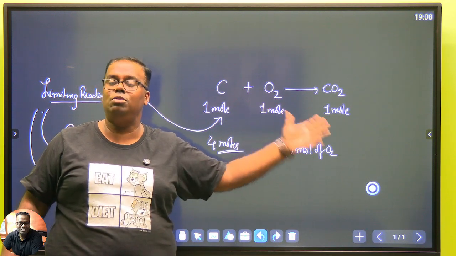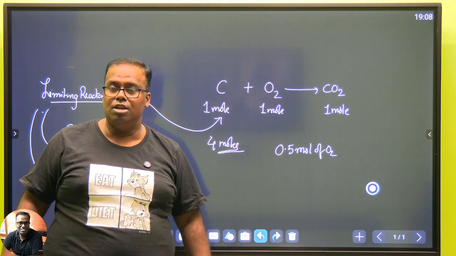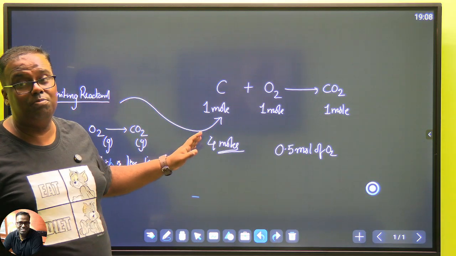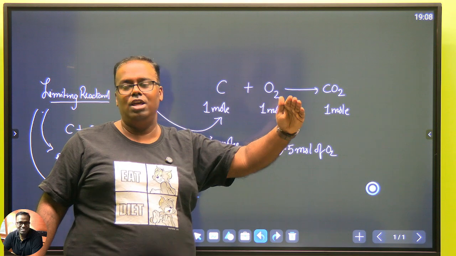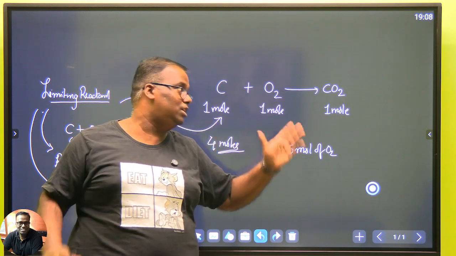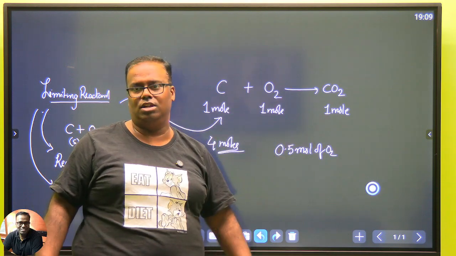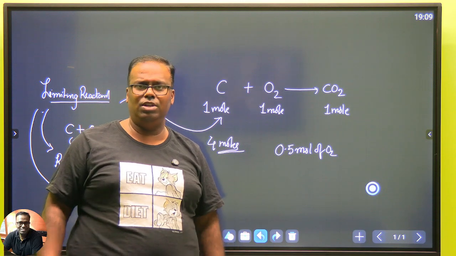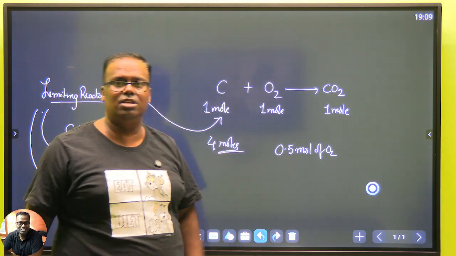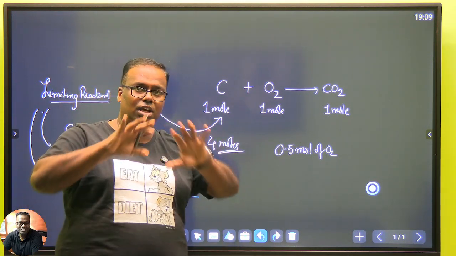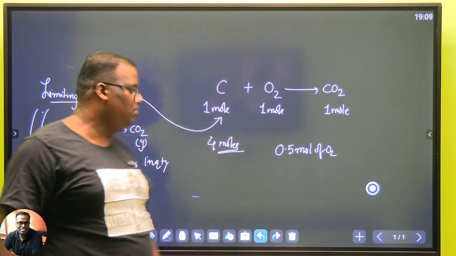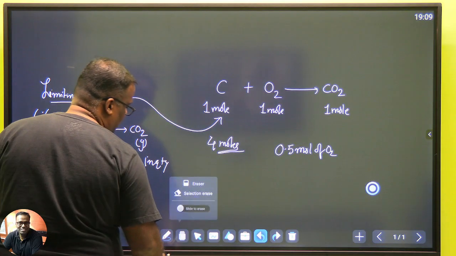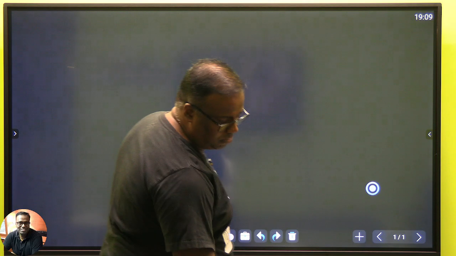Some reactant will be less in quantity, but don't get misled by looking at grams. Convert everything to moles and then see which is less in terms of moles by the parent equation. Let's do one problem now. Are we ready? Nidhi, did you understand this? End of the day, convert everything to moles, compare with the parent equation and see which is less in moles. So let's go for a problem.